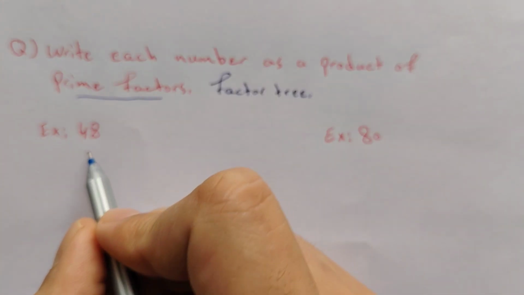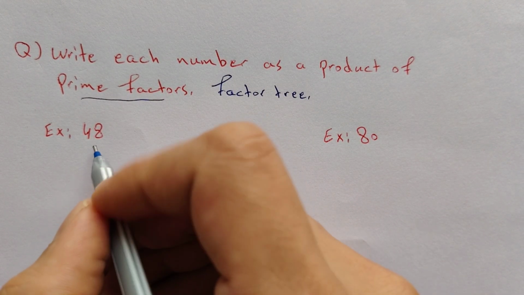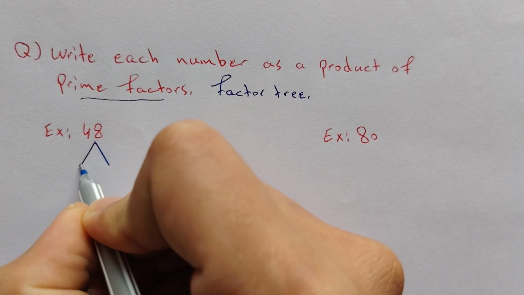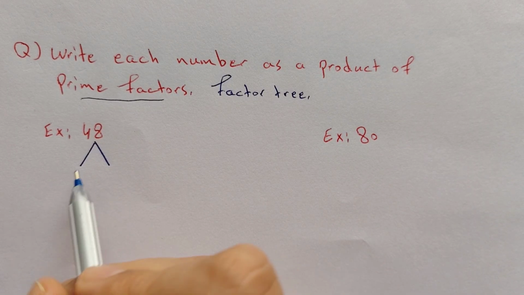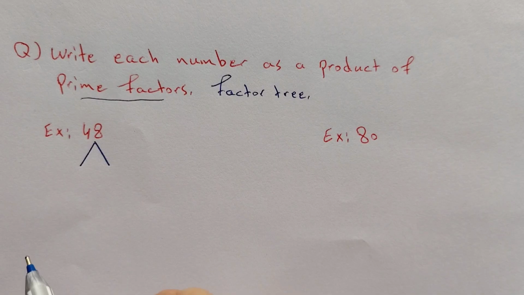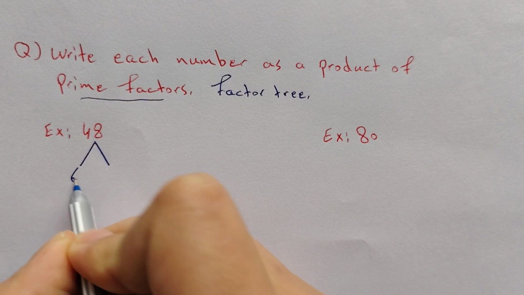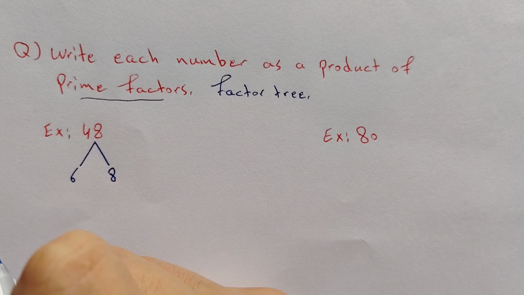We take the number, we have 48. We take the 48 and we write it as a product of two numbers. That means we write 2 factors of 48, but when we multiply those two numbers, it should be equal to 48. For example, I'm going to write 6 times 8 because 6 times 8 is equal to 48.